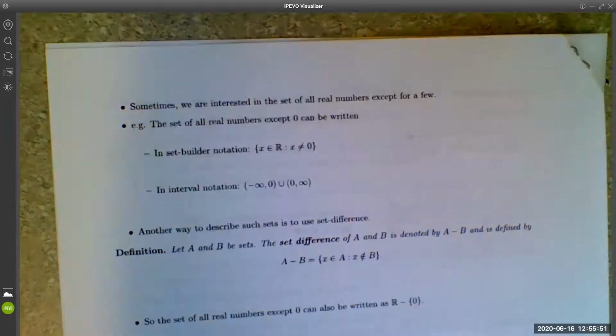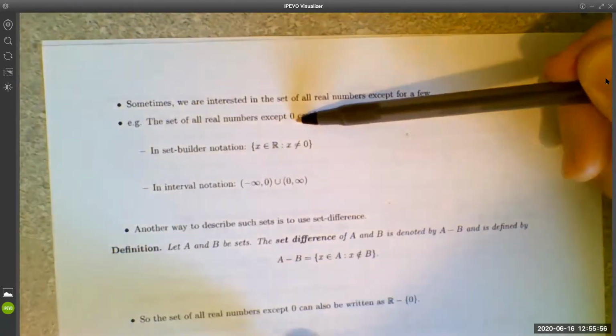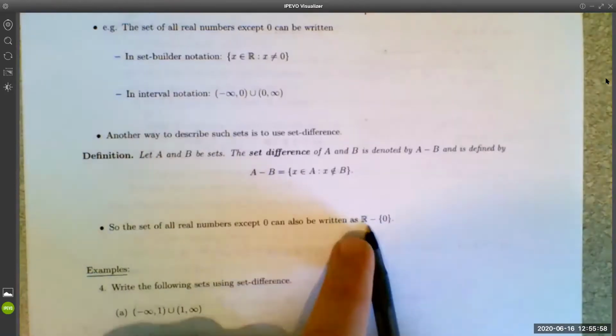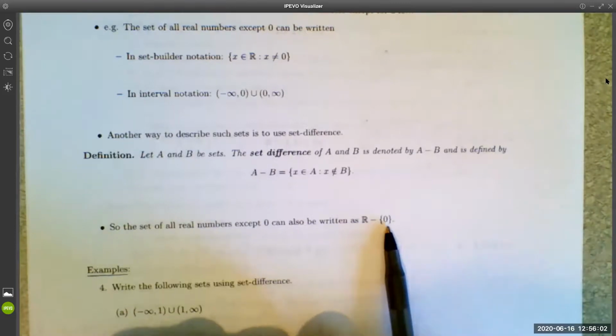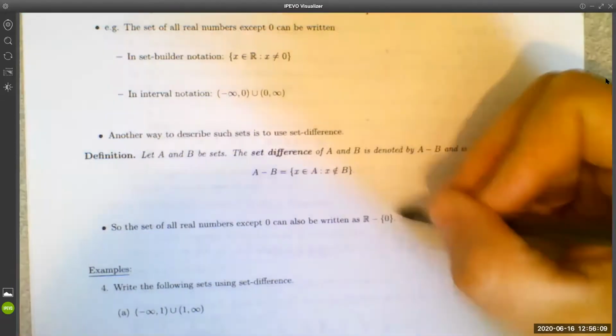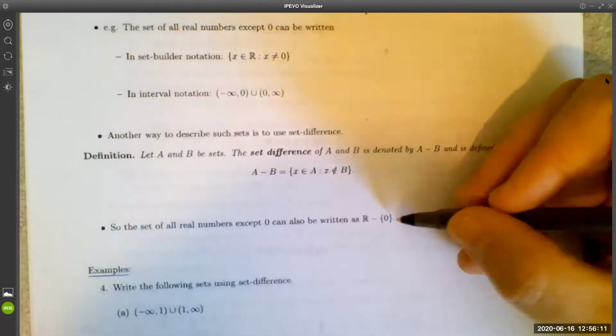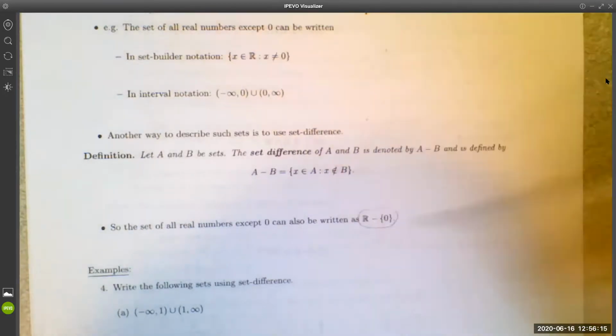Okay? So to describe the set of all real numbers except for 0 using set difference, we would just say, well, it's all of the real numbers minus 0, right? So you can see it's a really easy notation. Once you get the hang of it, once you get used to it, it's really a nice notation, right? It's really clear what this means. It means all of the real numbers except for 0.